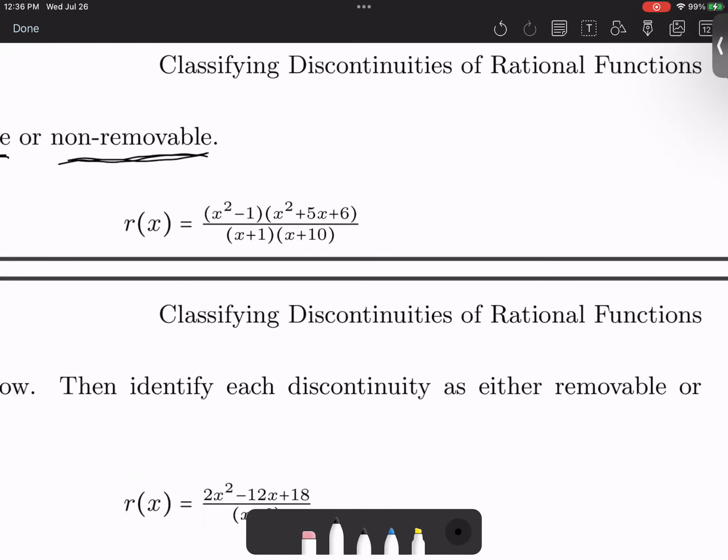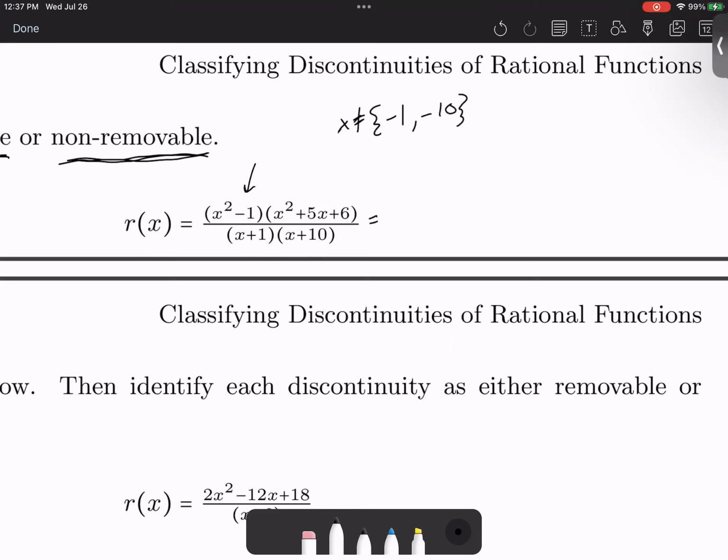Let's look at this one. Again, we have another rational function. It's a 4th degree polynomial divided by a 2nd degree polynomial. And let's see if my discontinuities, which occur at minus 1 because of this factor, and occur at minus 10 because of this factor. Right, so these are x values that are not in the domain of my function. Those are my discontinuities. Let's see if we can remove any.